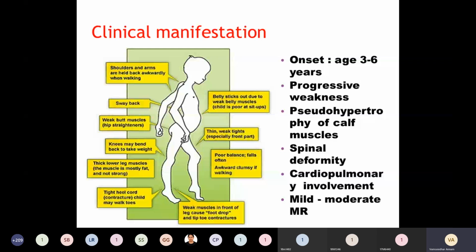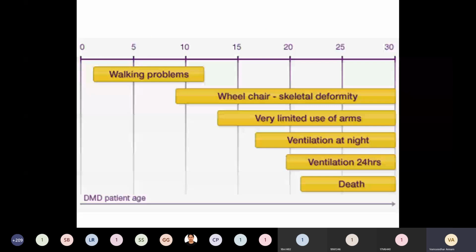Belly sticks out due to weak belly muscles. Thin, weak thighs, especially the front. Then poor balance, weak muscles in front of the leg cause foot drop and tiptoe contractures. So usually the onset is 3 to 6 years. Progressive weakness occurs. Pseudohypertrophy of calf muscles, spinal deformity, cardiopulmonary involvement. So mild to moderate MR can be seen.